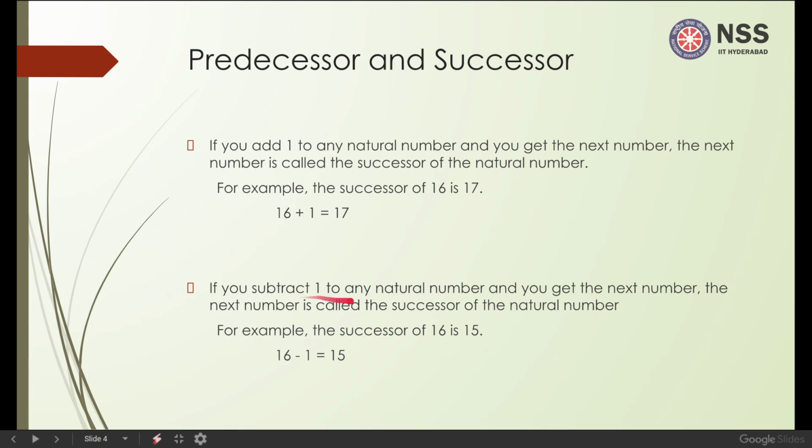Similarly, the predecessor in natural numbers is a natural number which is just before a given natural number. So if we subtract 1 from a given natural number, we get the predecessor. So for example, for 16, if we subtract 1, that is 16 minus 1, gives us 15. Therefore, the predecessor of 16 is 15.